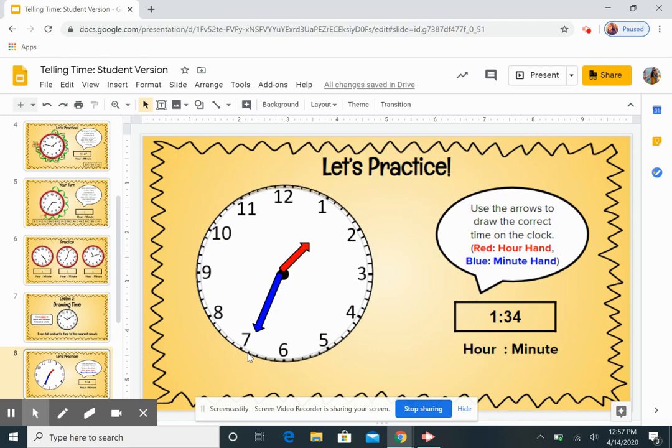So that is how you can draw time on a clock. The next slides give you some practice to do it on your own.